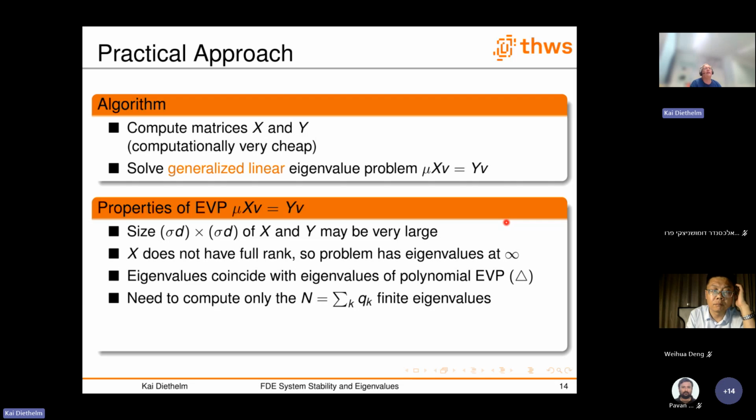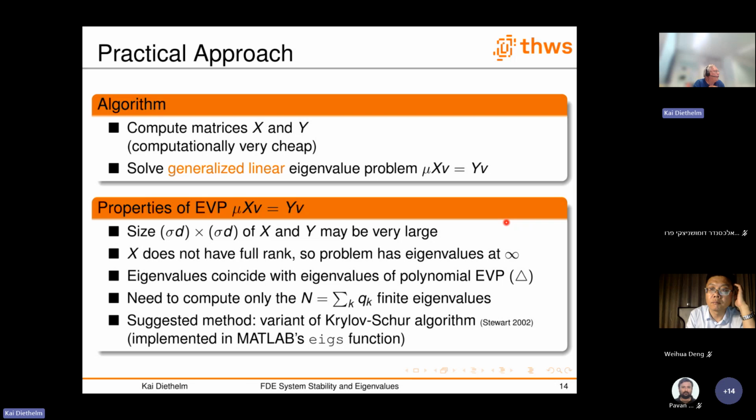And when you do that, you can look in, for example, the MATLAB documentation, there's an algorithm available which is explicitly designed for this purpose. That's the eigs function, not eig, but eigs. And that is based on the Krylov-Schur algorithm. So you call that function, and that gives you all the eigenvalues that you want. And you can explicitly tell the function how many eigenvalues you want it to compute. So you ask this function to compute all the finite eigenvalues. You know how many there are, and that's fine.